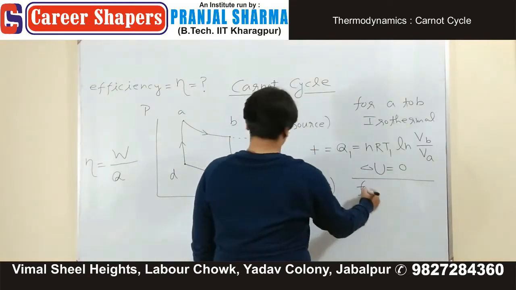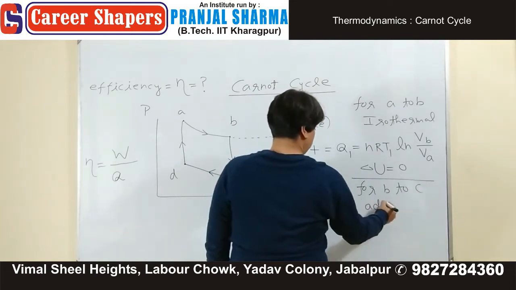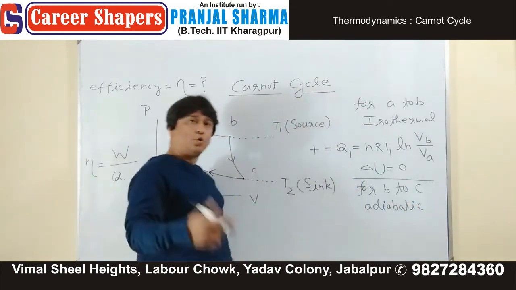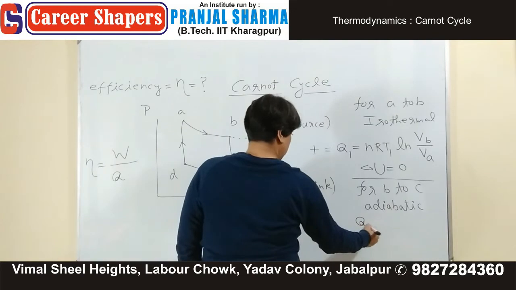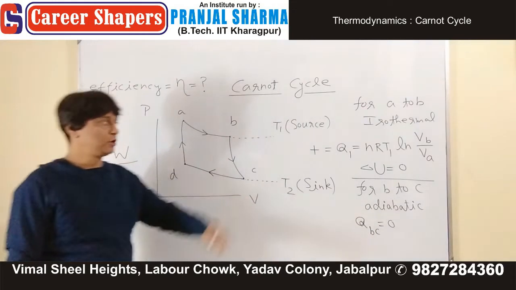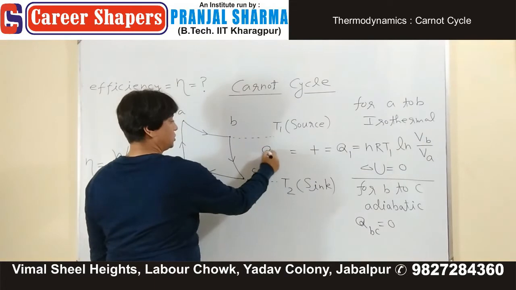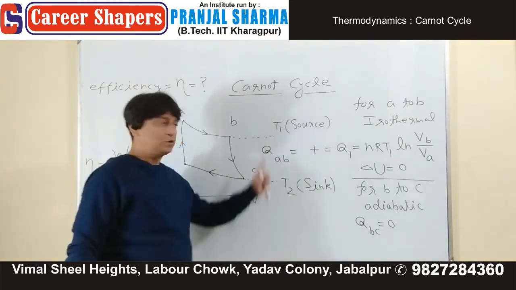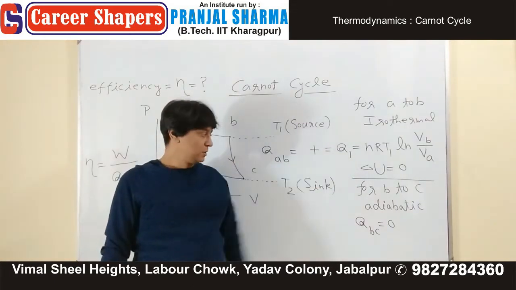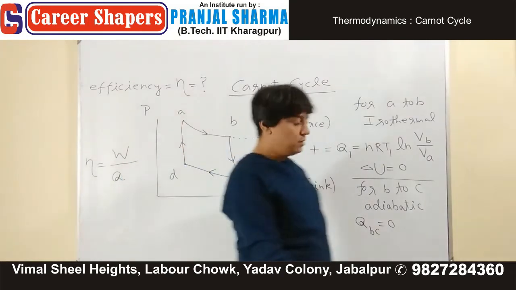For B to C, it's an adiabatic part. No heat is supplied. QBC is 0. I'll call it QBC, which is what? 0. You can call this QAB also, QAB, which is denoted by Q1. QBC, process being adiabatic, is 0.